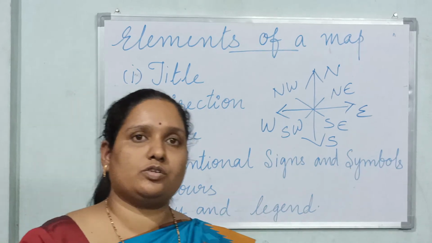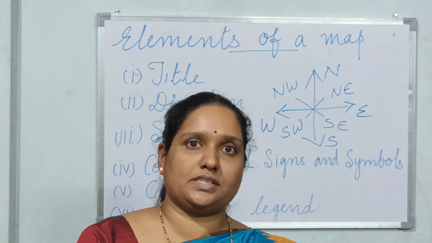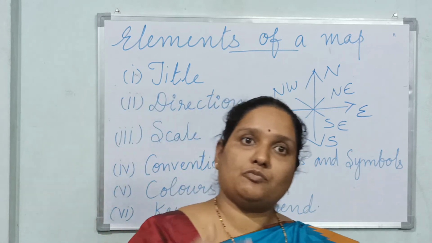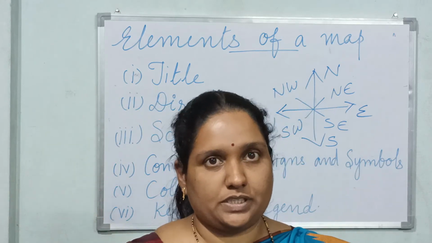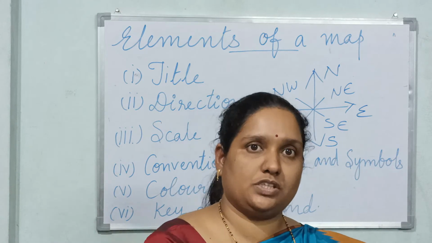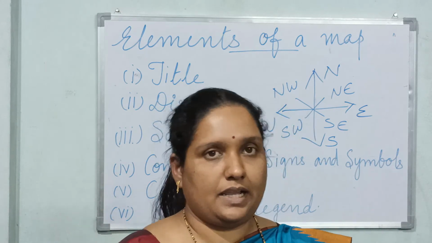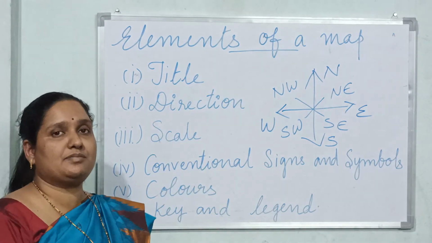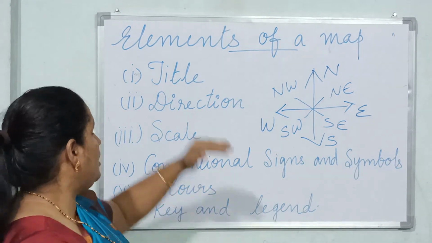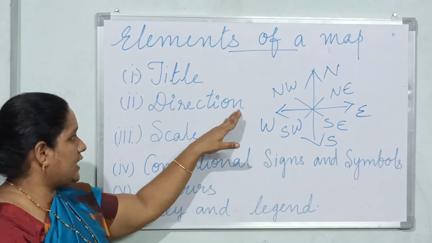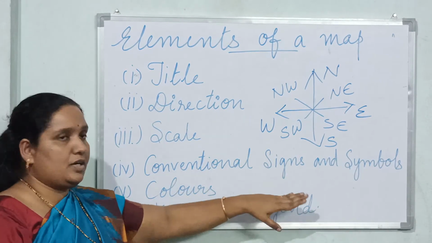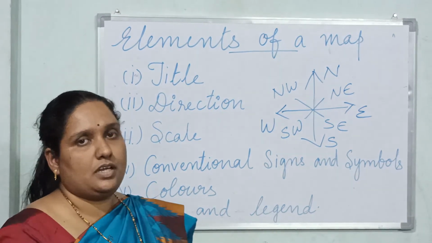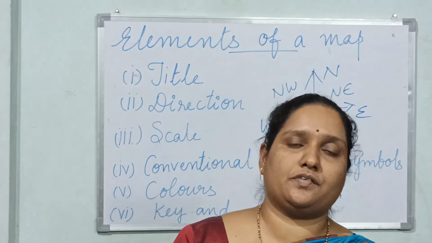So these colors are also very important, which helps us to understand where the mountain is located, where the altitude is high, where the altitude is less, where the deepness of the ocean is more and where it is less, like that. So these are the 6 important elements that help us to read a map. Again, the first one is title, then the direction, scale, conventional signs and symbols, colors, key and legend. Now we'll move to the next part of our video.